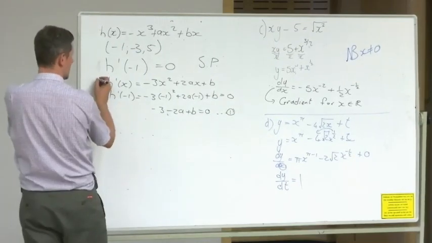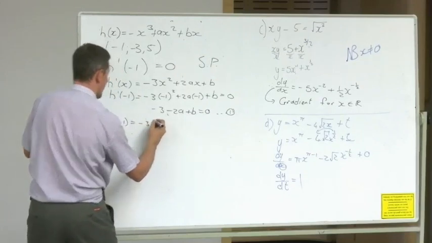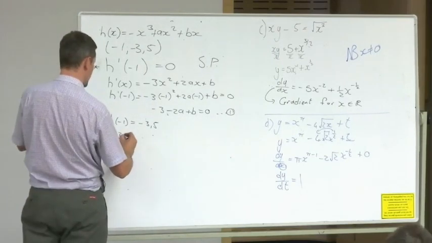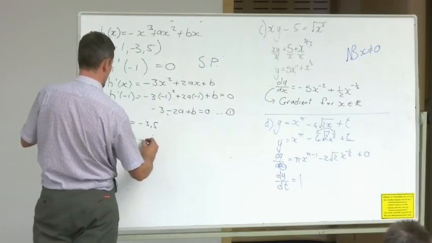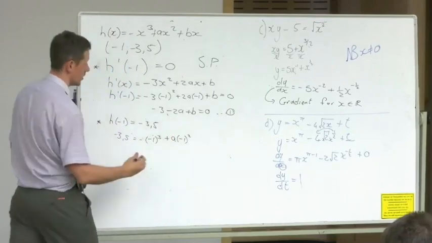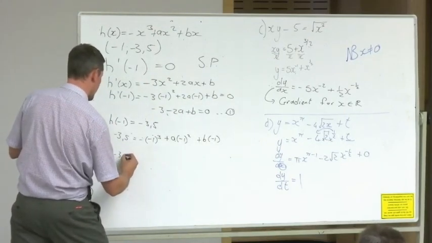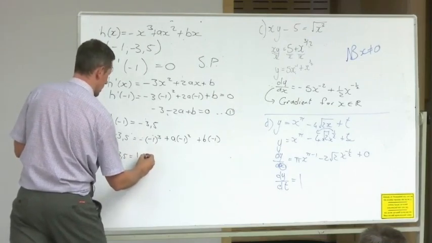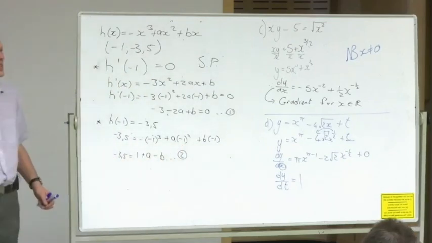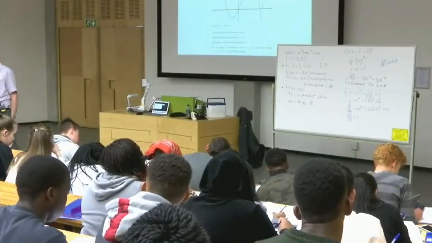But also secondly, I know that h of negative 1 is negative 35 because it does actually lie on the graph. So in other words, I'm going to have negative 35 is equal to negative 1 cubed, so I'm subbing it into the original, plus a times negative 1 squared plus b times negative 1. So this is going to give me negative 35. This is 1 plus a minus b, and there, ladies and gents, I have my second equation by only using one coordinate, because I know it is a turning point as well.